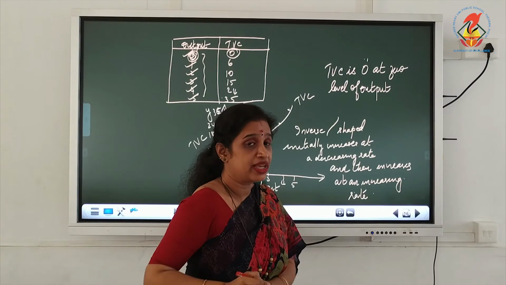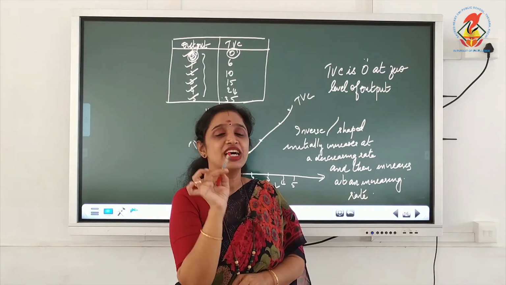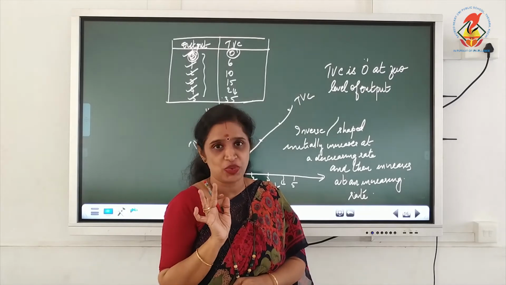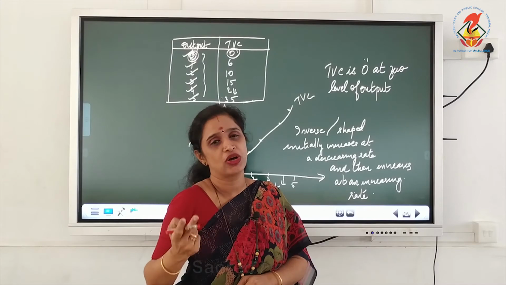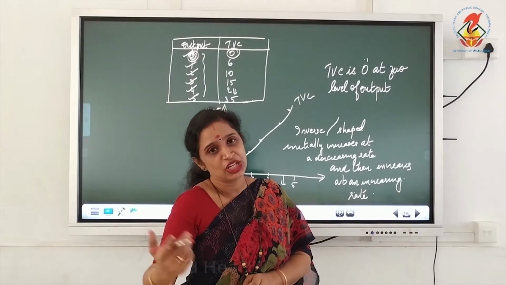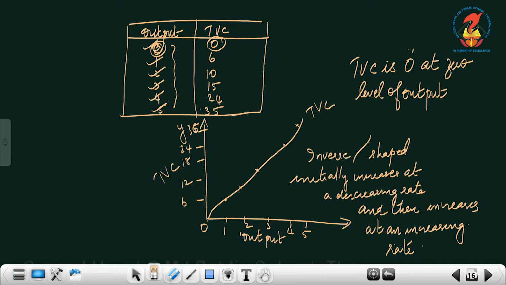Okay. So, once again I repeat, at 0 level of output, TFC is a particular amount, in our example 12, but at 0 level of output TVC is 0, because without producing anything there won't be any total variable cost. Now, at first level of output, total variable cost is 6, second level 10, third level is 15, fourth level is 24, fifth level is 35.